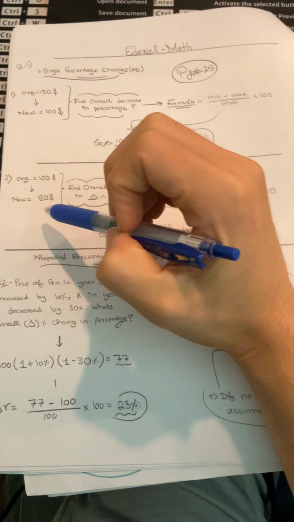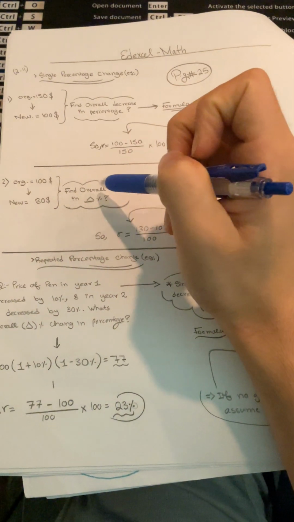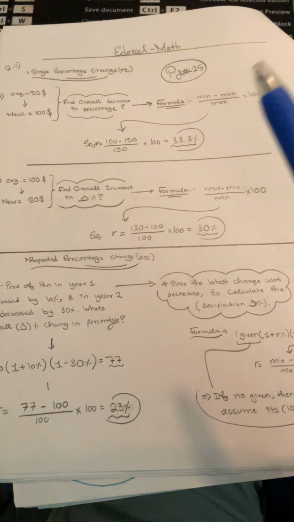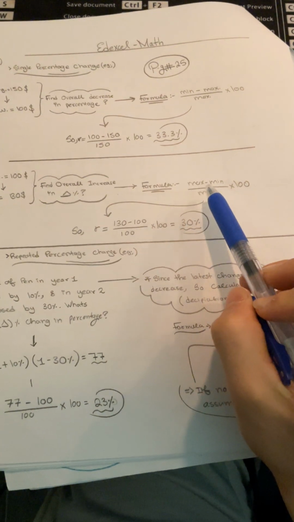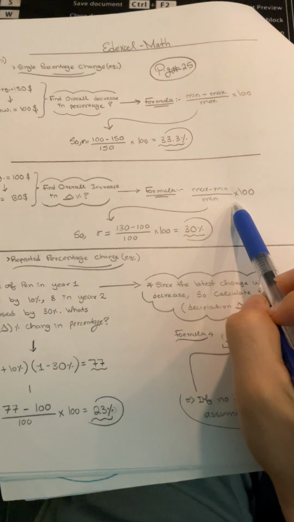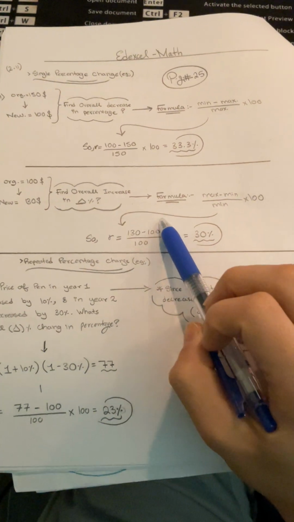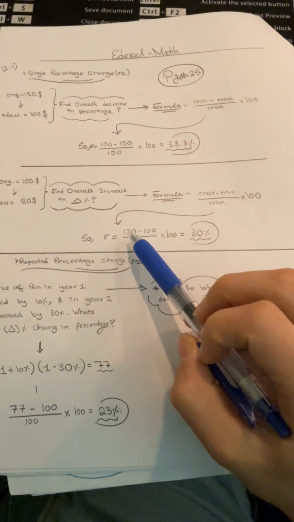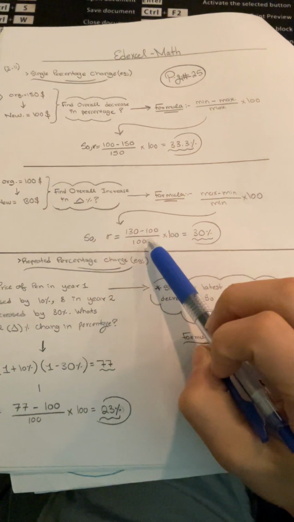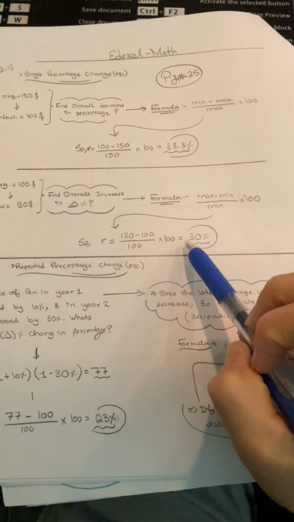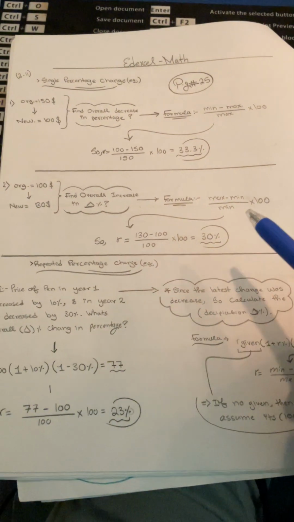Original is 100, new is 130. Find the overall percentage increase. So, increase is maximum minus minimum divided by minimum multiplied by 100. Maximum is 130, minimum is 100. 130 minus 100 divided by 100 times 100 is equal to 30%.